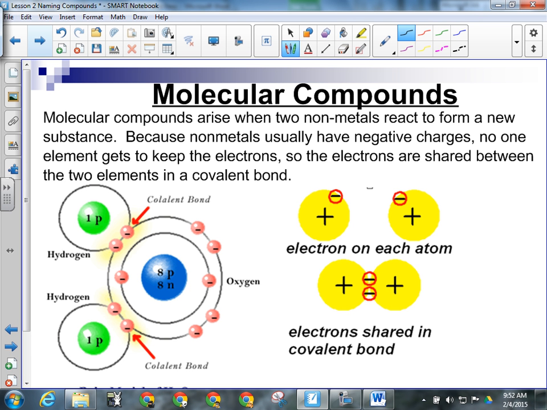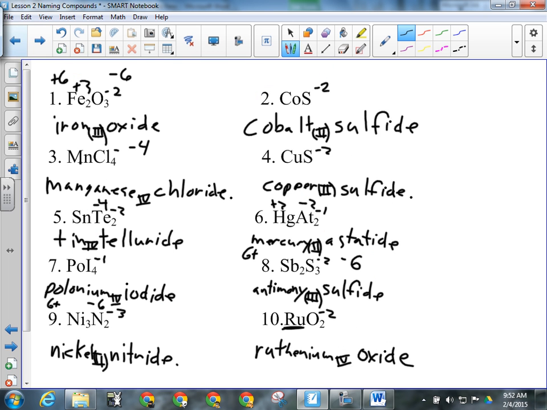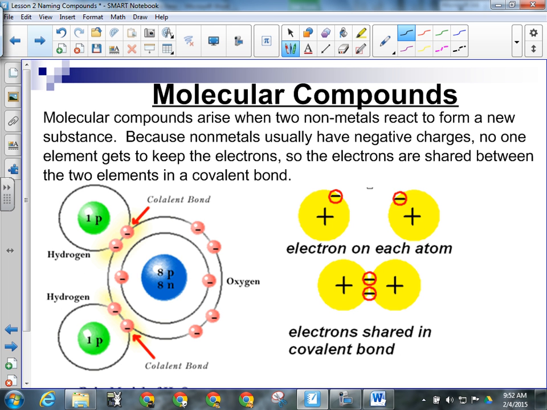All right, so yeah, we'll start on molecular compounds today. Quick review of what a molecular compound is. Molecular compounds happen when you have two nonmetals joined together. The big thing that's different between a molecular compound and an ionic compound is what happens with the electrons. In an ionic compound, we said the electrons simply get traded. The metal loses them, the nonmetal gains them. Everybody's happy with their full outer shell.